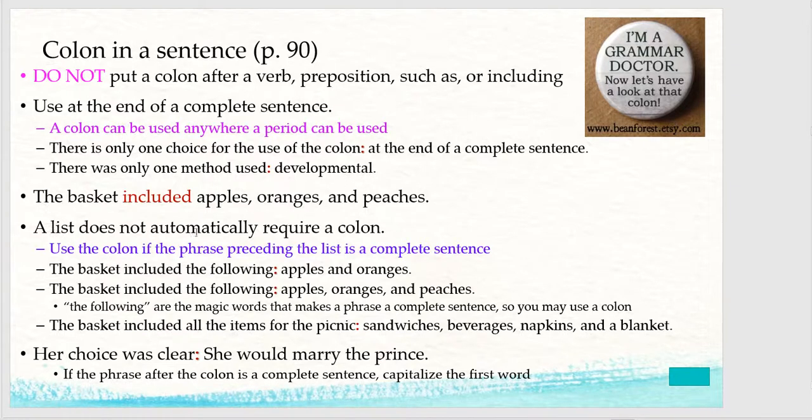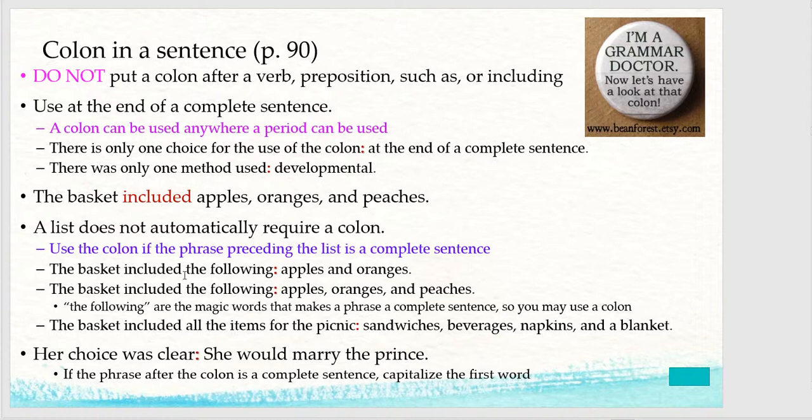So the basket included apples, oranges, and peaches. I can't use a colon here because this is not the end of the sentence. So it can only be used at the end of a complete sentence. Just because you have a list does not automatically mean that you're going to be using a colon.